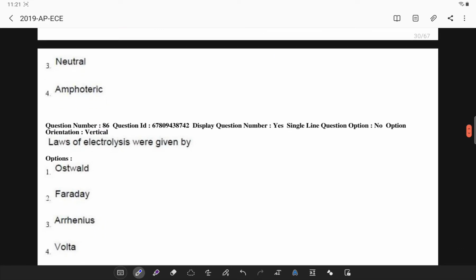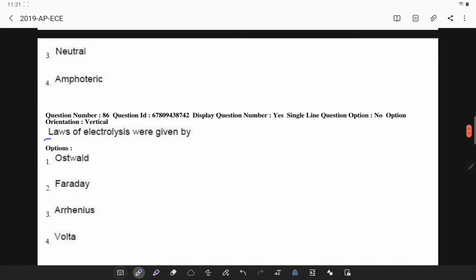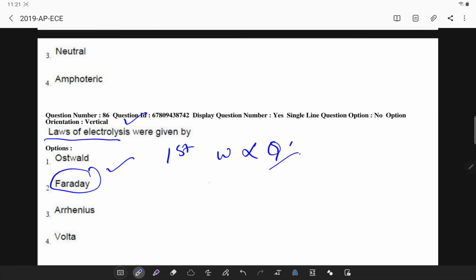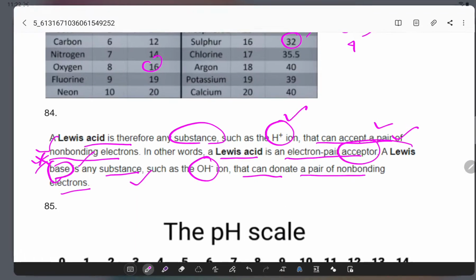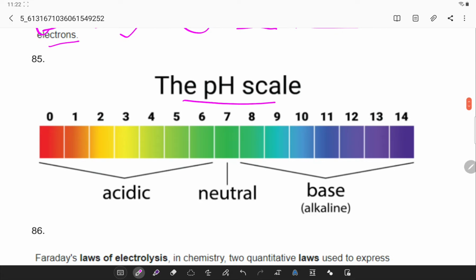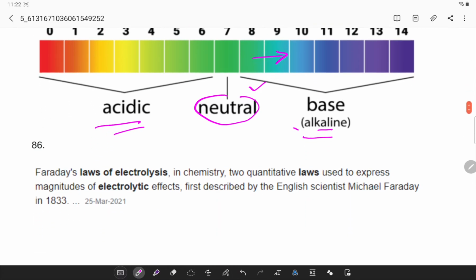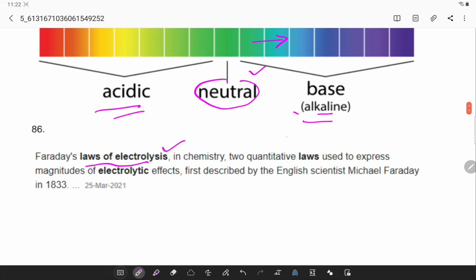Next, the laws of electrolysis were given by Faraday. He gave the first law, in which W is proportional to Q, and in the second law W is proportional to E. This is the pH scale which I was telling. At 7 it is neutral. Anything greater than 7 is base, or I will call it alkaline, and less than 7 is acidic. Faraday's laws of electrolysis are the two quantitative laws used to express the magnitude of electrolytic effects.